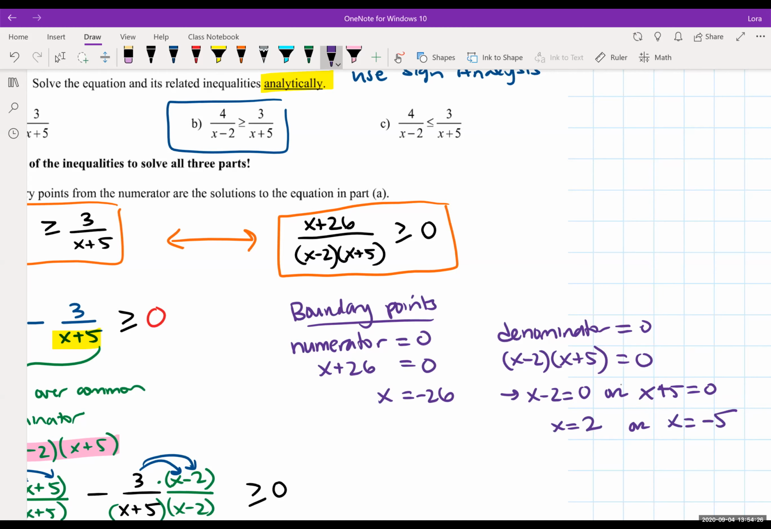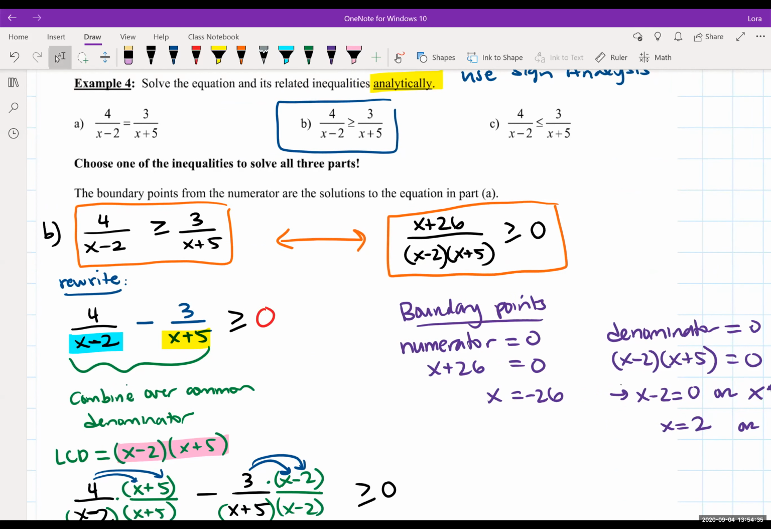Now, this is where I want to pause and really analyze what is happening here. When we are dealing with this question of solving the equation and its related inequalities, when we found our boundary points, any values that make the numerator 0 will be the solutions to part A. So right away after doing this, we actually found the part A solution. So x equals negative 26 is the solution to part A, since it makes the numerator equal to 0. And that's okay in rational expressions.